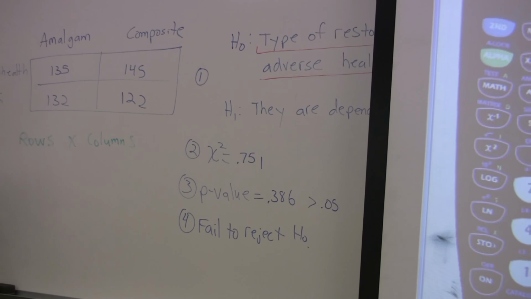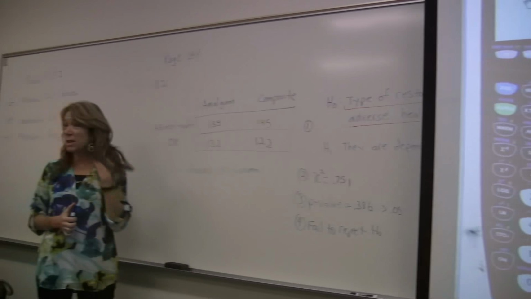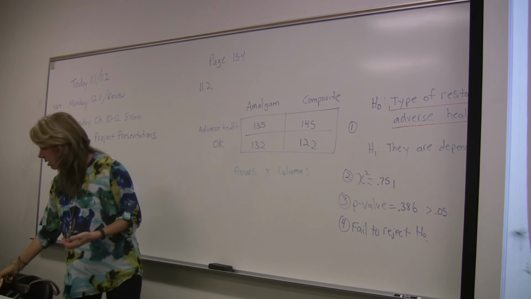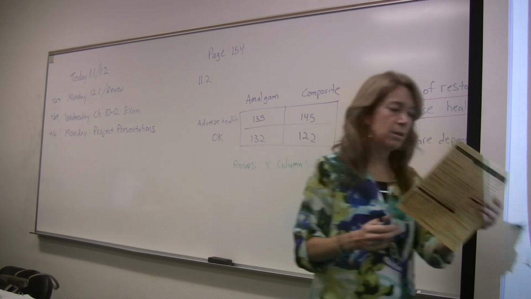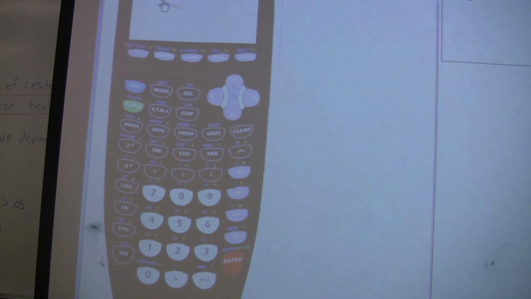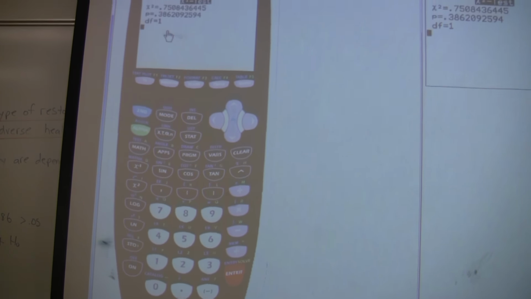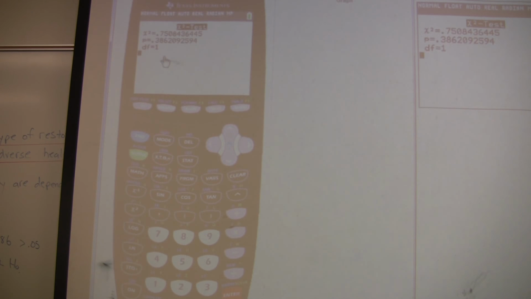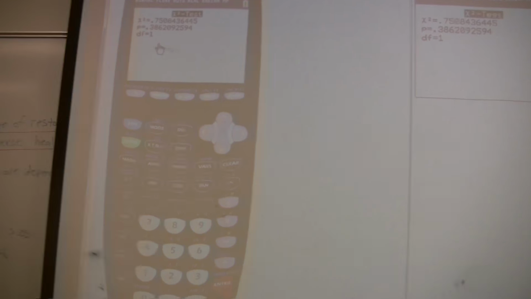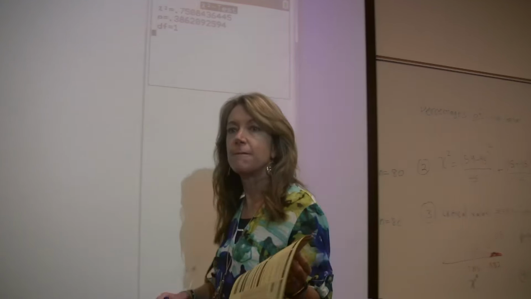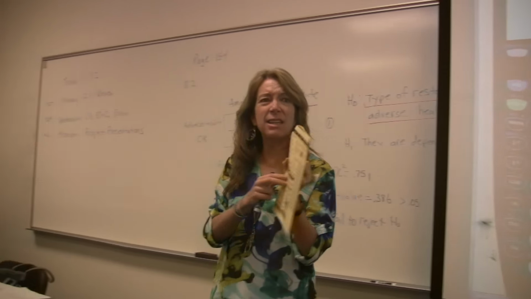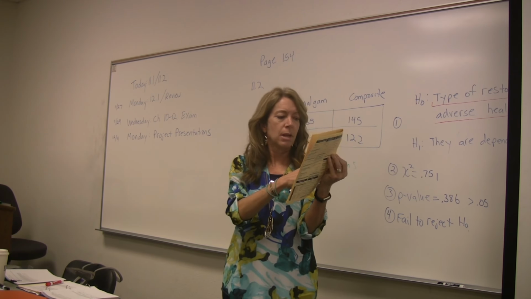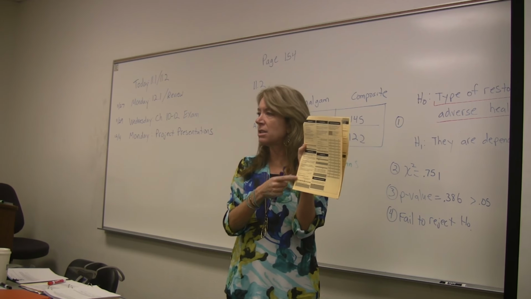Questions about the calculator? The hardest part is knowing how to get in and find the matrix to edit it. Let's talk about where it is on here. Where is it on your packet? It says contingency tables on the lower left here on page 3. It talks about a test for independence.